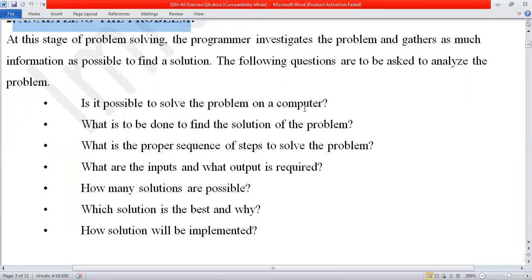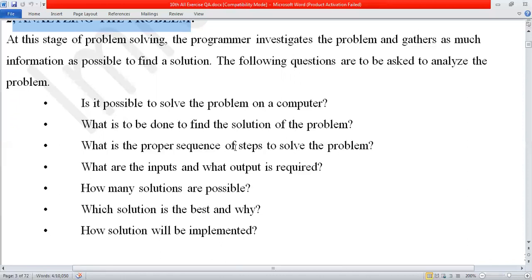Yes, if it is possible, then go to the next step. What is to be done to find the solution of the problem? What is to be done? Means which kind of program will you use? Let's say C language, Visual Basic, C++. So this kind of question arises in your mind. So you will decide at that time.